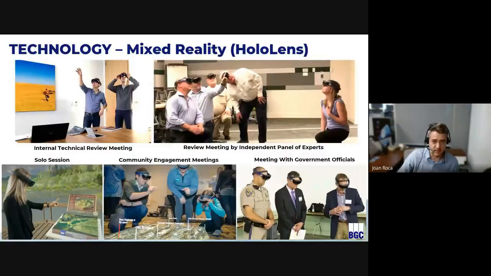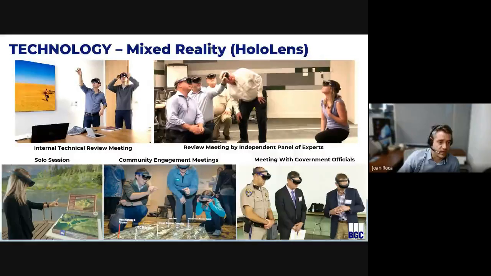As shown in this image, this technology has been successfully used to communicate complex projects to multidisciplinary groups, including technical and non-technical experts. Top left, you can see at BGC an internal technical review meeting. On the top right, and I will talk about that photo a little bit more in future slides, it's a review meeting from an independent panel of experts. Bottom left, of course, you can do this solo. You can be alone and make sense of the data by yourself.